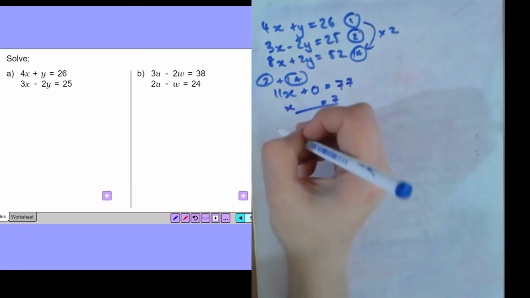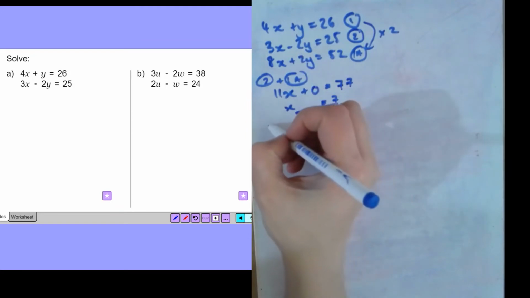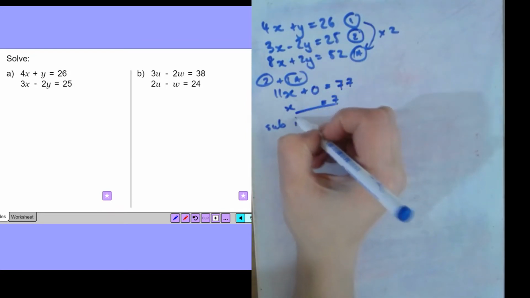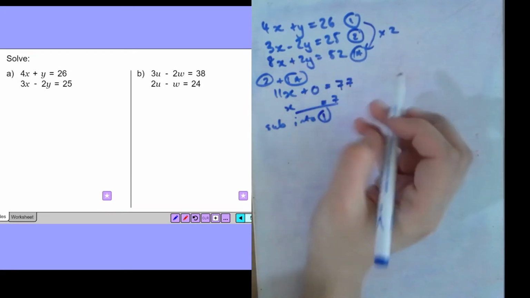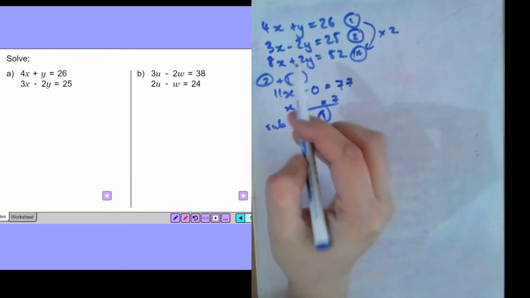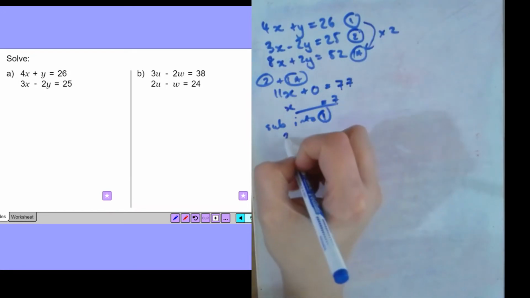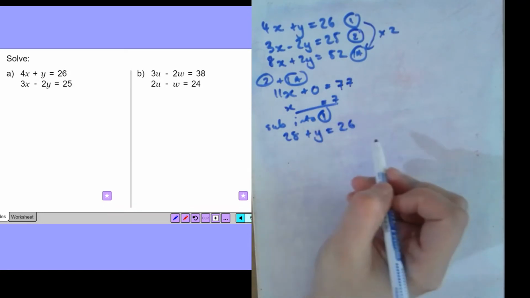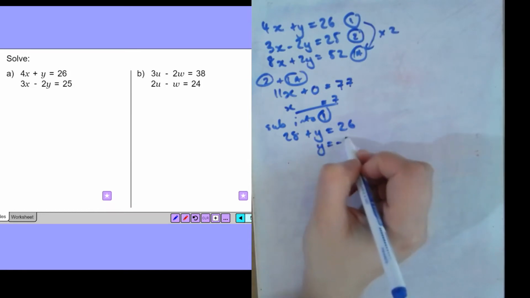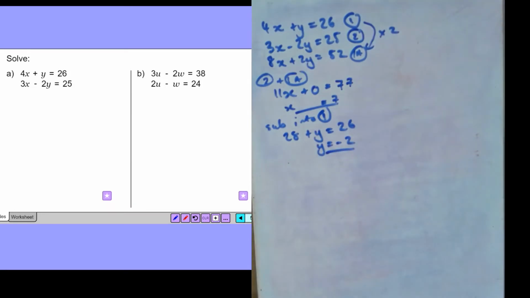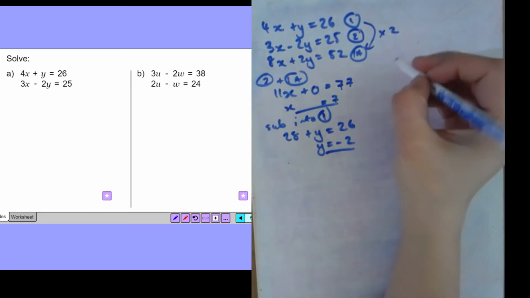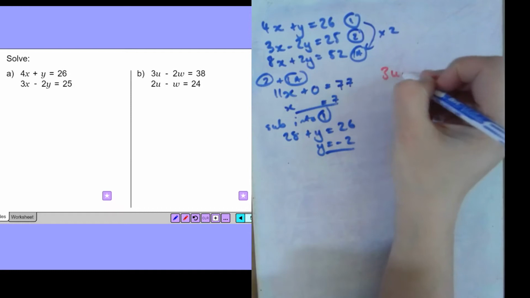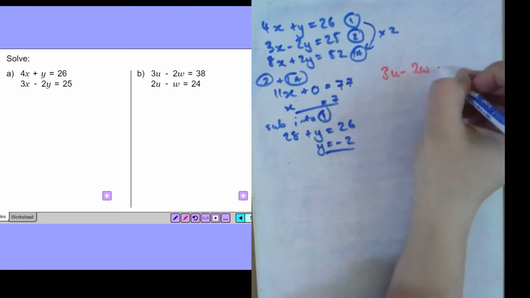Okay, I'm then going to substitute that into the top one. So I'm going to sub into 1 because that's the one that's got loads of positives. So 4 times x, 4 times 7 is 28. 28 plus y is 26. Take away 28 from both sides, I then get y equals negative 2. That is my answer.